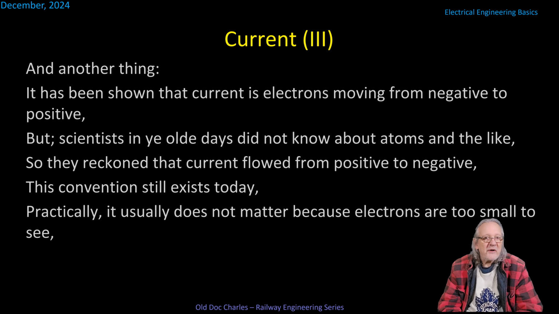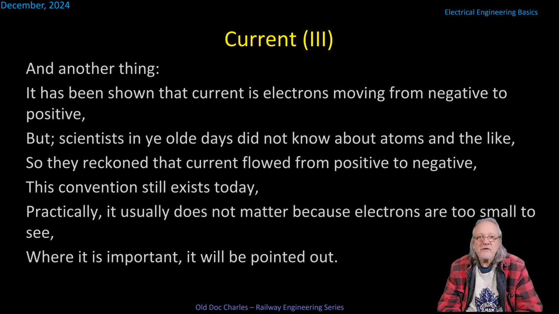Practically, though, it doesn't really matter one way or the other, because the electrons are really too small to see. So we can say that current flows from positive to negative. There are some situations where it's important that we talk about electrons flowing from negative to positive, and where that is, I'll mention that if it's important. Otherwise, it's not important, and we can just look at the conventional current flow.